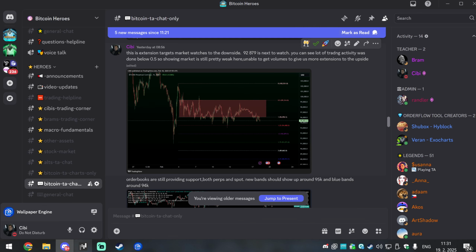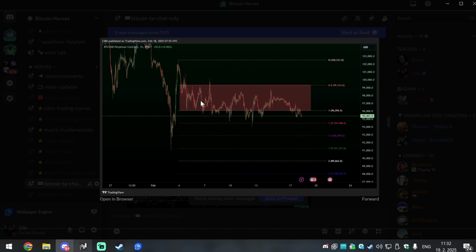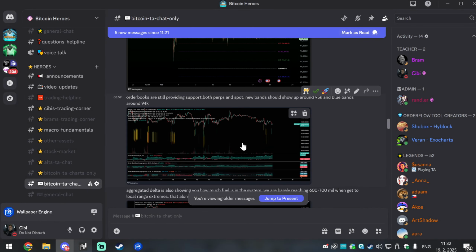You can see a lot of trading activity was down below 0.5, showing the market is still pretty weak here. You can literally see how the market is doing a range, yes, but it's not even trying to pierce into the higher portion of this pool. So the market generally looked weak to me, and it was about to roll down. Okay, so this was a warning.